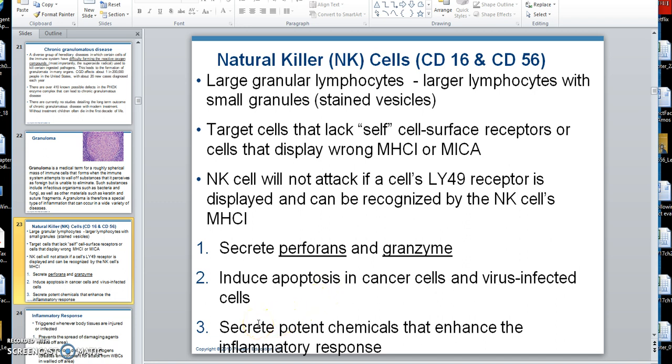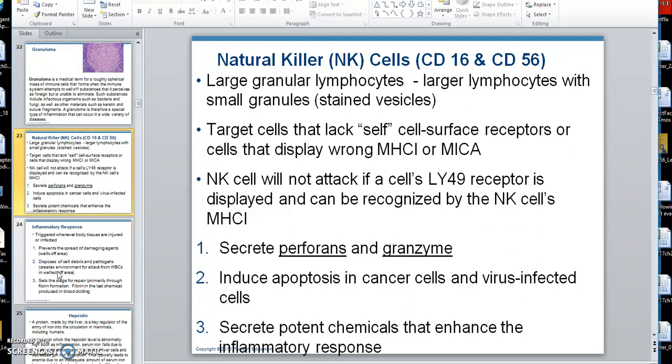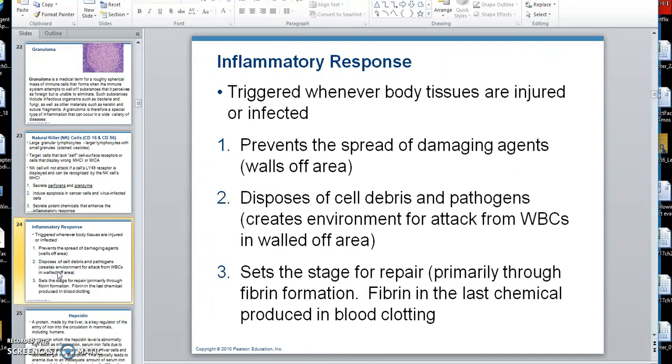It can also secrete into the surroundings some potent inflammatory substances that will cause inflammation to occur, where other white blood cells can come in and destroy it. So the natural killer cell is a very vital cell to keep things from going too far and getting into the third line of defense. Okay. We now go to inflammation. I'm going to start a separate video on inflammation.